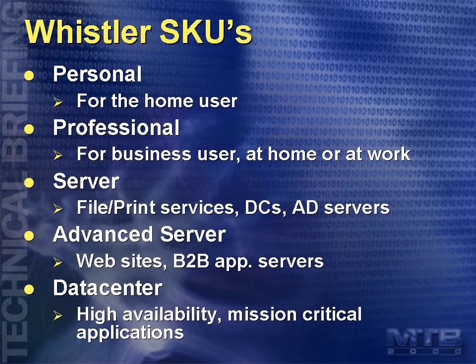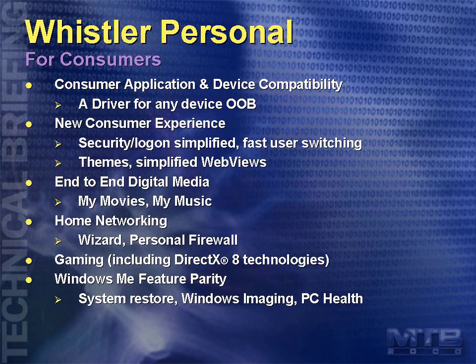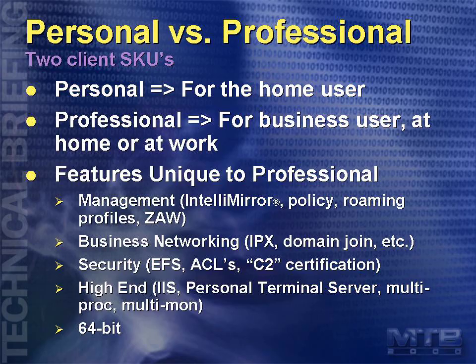So we've also got a new SKU. Not only does this replace the entire line of Windows 2000, but we've added a new SKU for the home user that's intended to replace the Win9X SKU. The Personal SKU is for consumers. It's got a new consumer experience. It's got the digital media that you had with Windows Millennium Edition, home networking support, gaming support, includes the latest version of DirectX, and we've got parity for all the Windows Millennium features. However, it doesn't have all the features of Professional. Personal is designed for the home user.